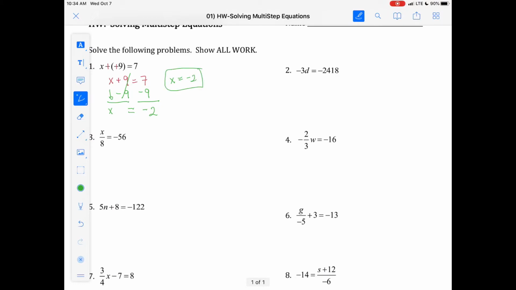So now let's look at 2. In 2, I want to solve for d, not negative 3d, just d. So similar to 1, there is something that is attached to my d, and that's the negative 3, but it's not attached by the same operation. Negative 3 is being multiplied to d. So what do I want to do in this case? How do I get rid of something that's multiplied? Yes, I'm going to divide both sides by negative 3.